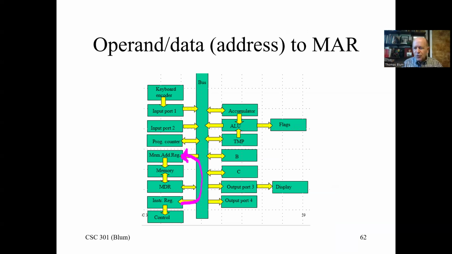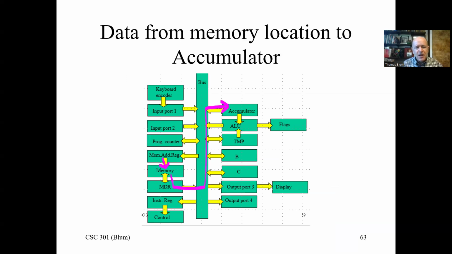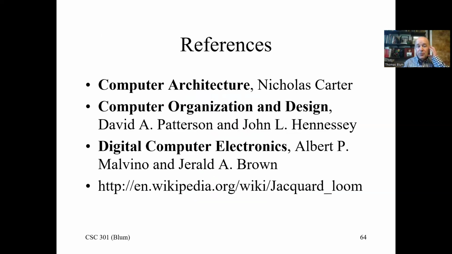And just sort of pictorially, take the operand part, the data part of the instruction, which is an address, and throw it in the memory address register, and then go to that address in memory, grab the value, and put it through the data register onto the bus and over to the accumulator. And there we have it.